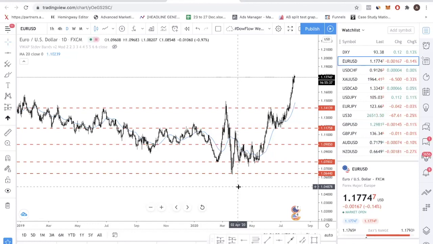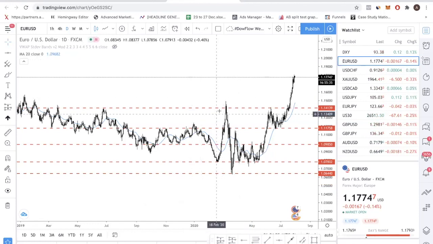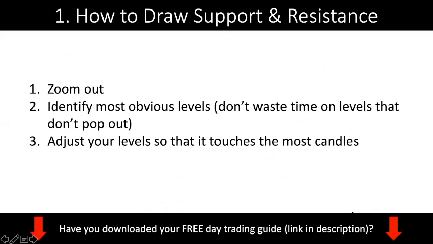You want to zoom out and place lines at the most obvious levels, then you adjust the levels to get your support and resistance levels. Okay, sounds good. So let's go back to the lesson, to this lesson that I prepared for you.